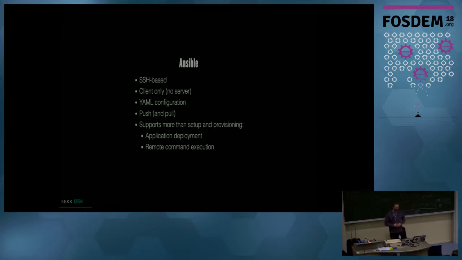What's special about Ansible is that it's SSH based, so all you need is an SSH client and SSH on your machine. It's client only, so no server. You don't have to install anything on the server to make it work, like for instance with Puppet and Chef and stuff. It uses YAML configuration. It pushes your changes to the servers. There's also the possibility of pulling from the servers too. Ansible has that. I've only used the push version.